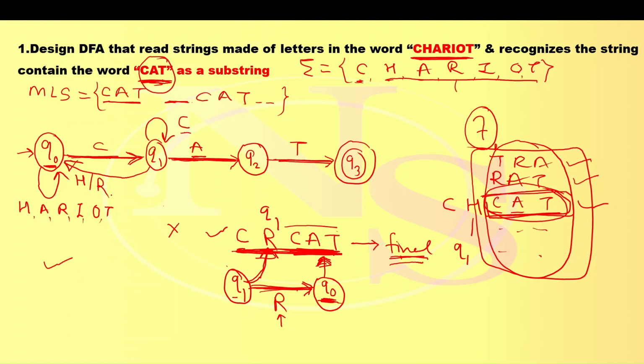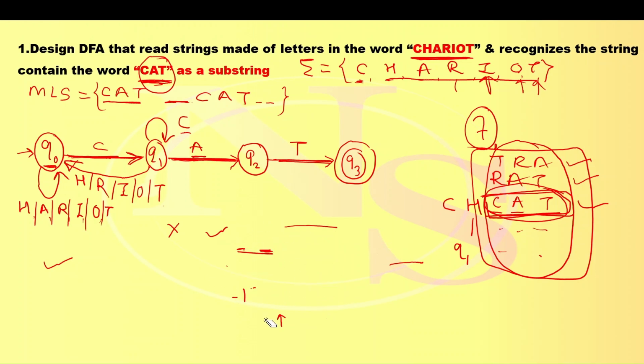And similarly we can write down the same for I, O and T. So we can write down here H, R, I, O or T. How to read this? Q1 goes to Q0 by reading H or R or I or O or T. You can use a comma or you can use a slash also. Now Q1 has become deterministic. Similarly you can make Q2 deterministic. How to make it? Let's see. I want to make Q2 deterministic. So how to make it?